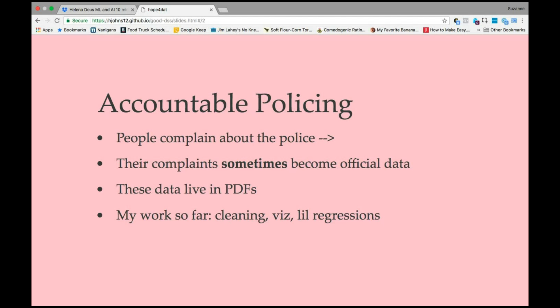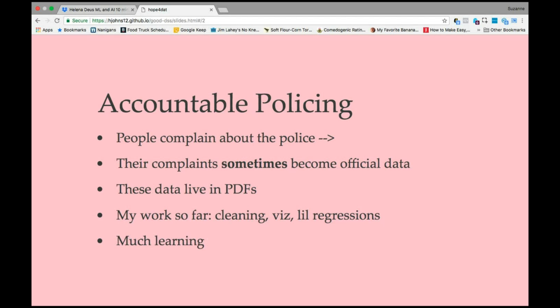So far, what I've done is I've cleaned the data, everything that's in the PDF. I've done a little bit of exploratory visualization, and I've done some little regressions, which is to say, count regressions looking at Poisson and negative binomial models. I think it would be really cool to do network analysis in this realm, but I haven't gotten there yet. So that's where I'm at.